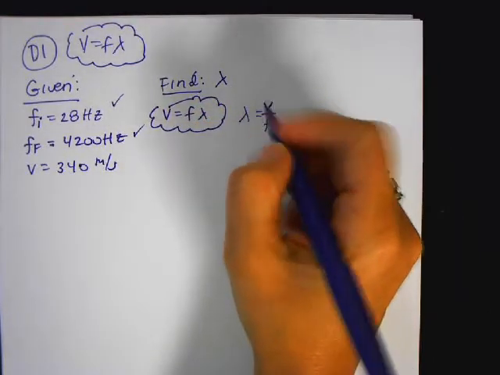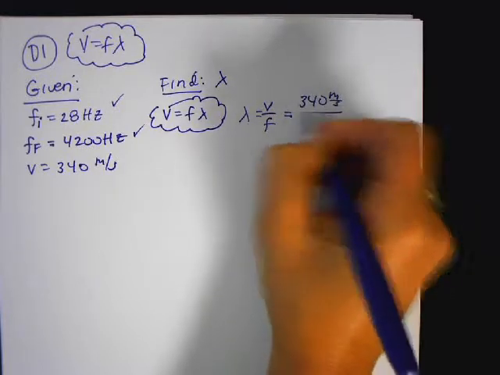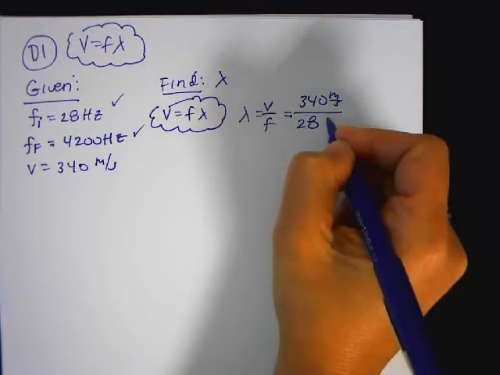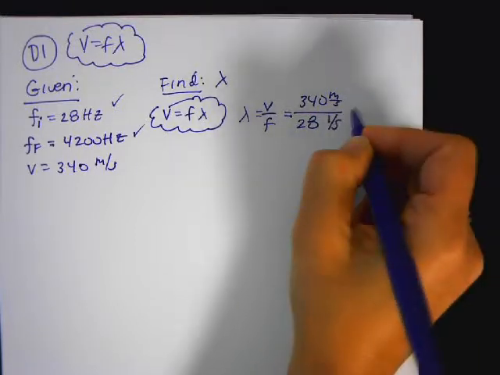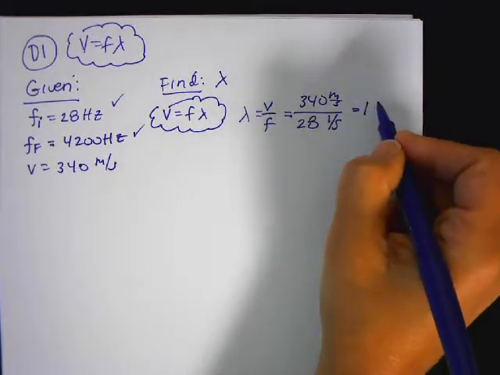So for the first one, this is equal to 340 meters per second over 28 hertz. Now remember, hertz is 1 over a second. So 340 divided by 28 is 12.